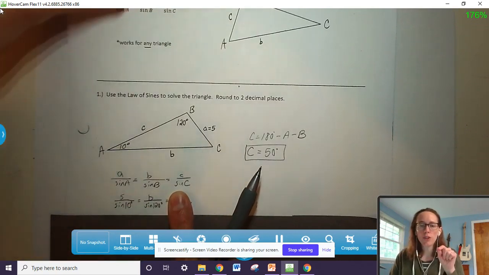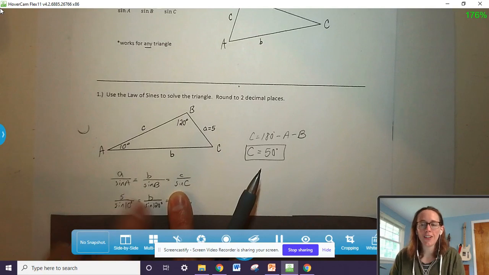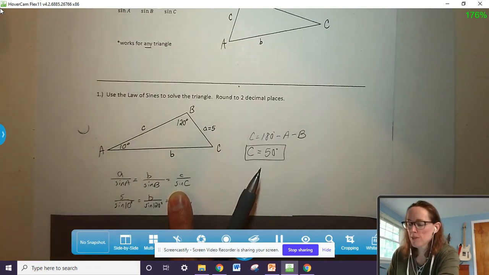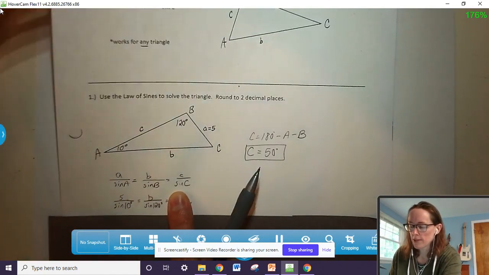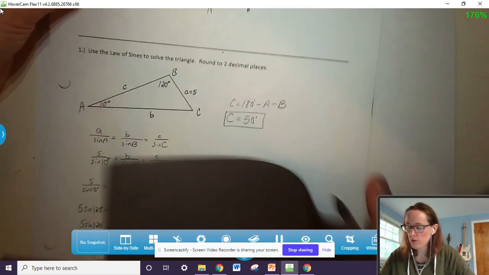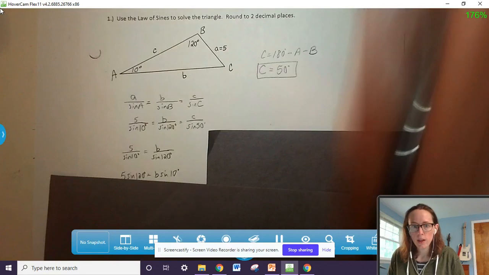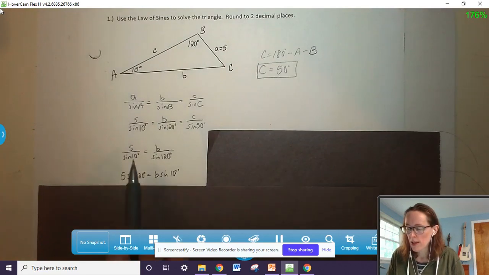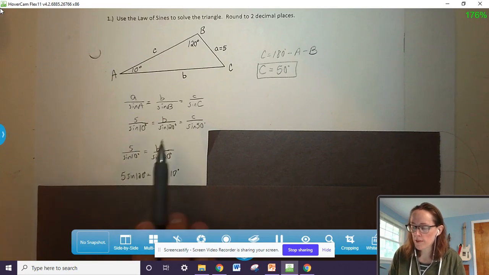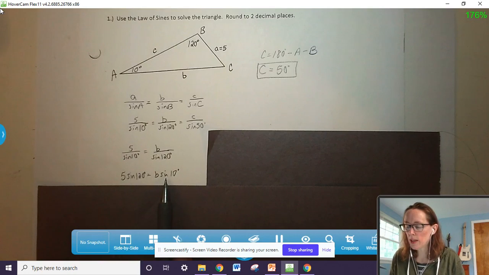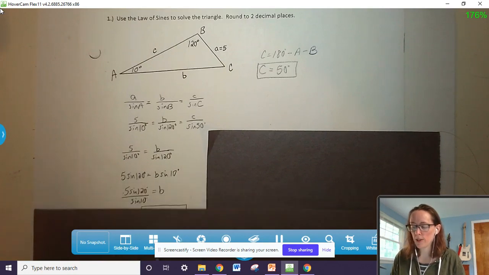A lot of you, when you look at that, will actually know what to put in your calculator right from there, especially after we've done one or two of these. But here's the full process. If we set the first two equal to each other, we're going to have this proportion. One way to solve it is to cross multiply, to get 5 times sine 120 equals b times sine of 10. Then to solve for b, we're going to divide both sides by the sine of 10.